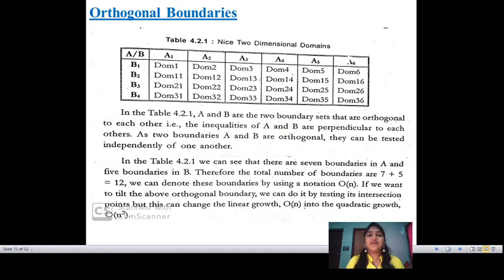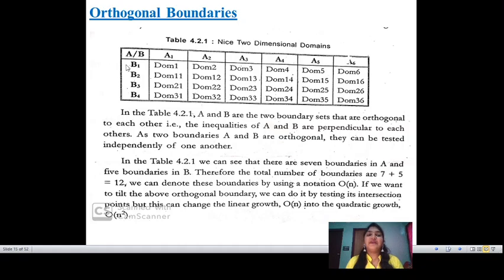In the table, there are 7 boundaries in A and 5 boundaries in B. So total 7 boundaries in A: A1, A2, A3, A4, A5, A6.